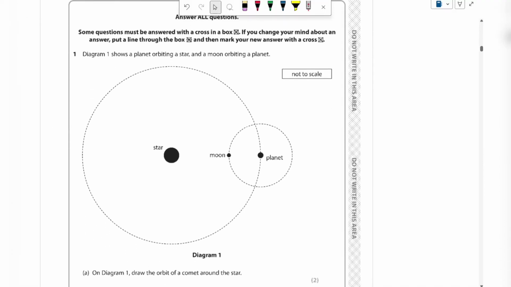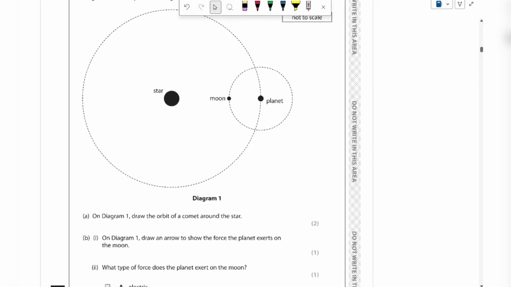Okay, so question 1, we have a planet, the moon. We're asked to draw the orbit of a comet, quite a common question. Make sure you've drawn it as an ellipse, and the star should be at the focus of the ellipse. There's two focuses of the ellipse, one here, one at the other where I've drawn it. So something like that.